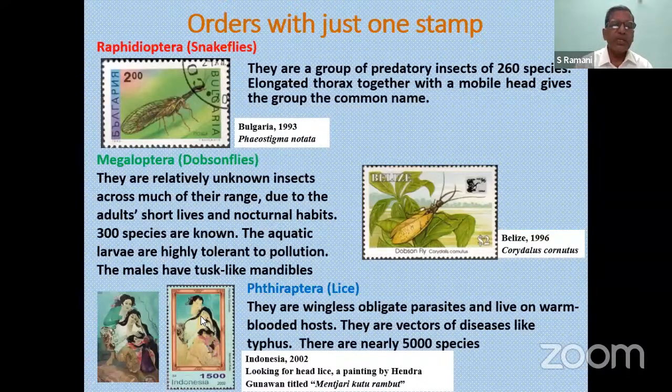And so you can see here three women, where one is looking at the head lice. That is why this is featured as an insect stamp. But otherwise, lice as such have not been represented on stamps. Of course, there are others, I told you, like the silverfish, which has been featured on only one stamp, and the Psocopteran, which has also been featured on one stamp. Unfortunately, I don't have those stamps, so I am not able to show them to you.